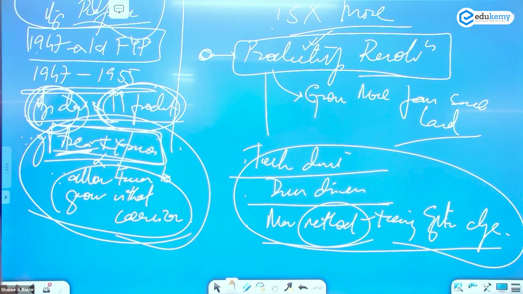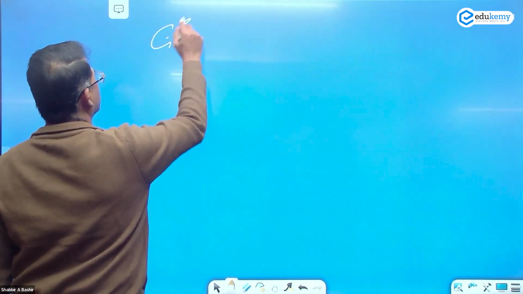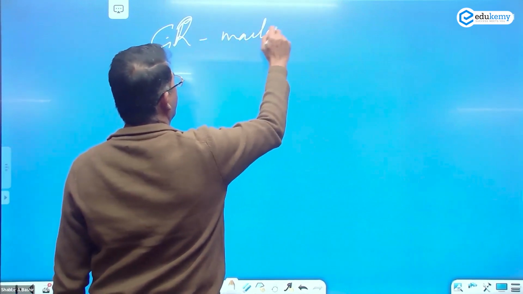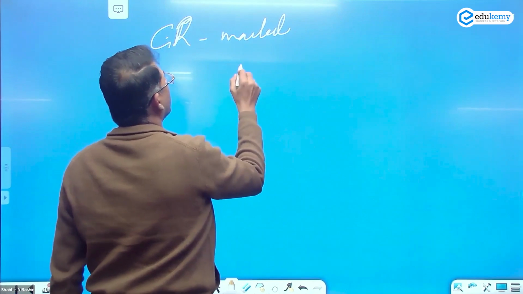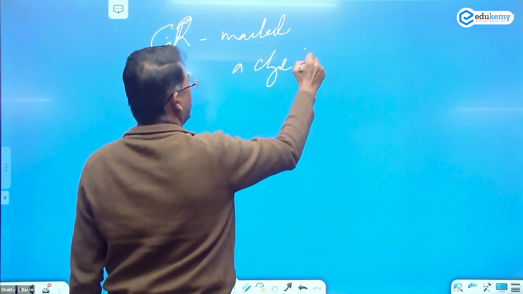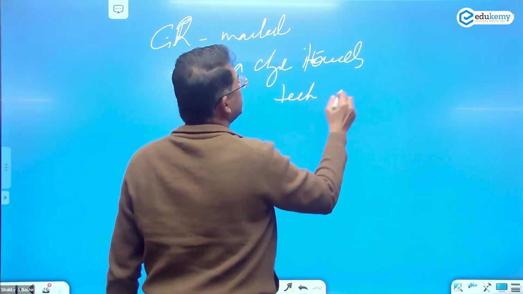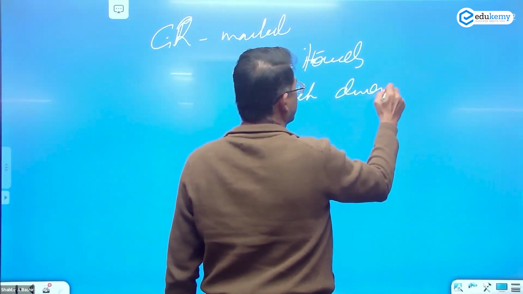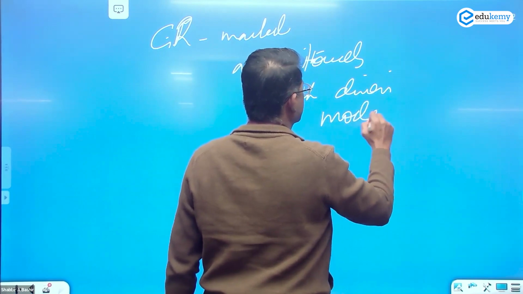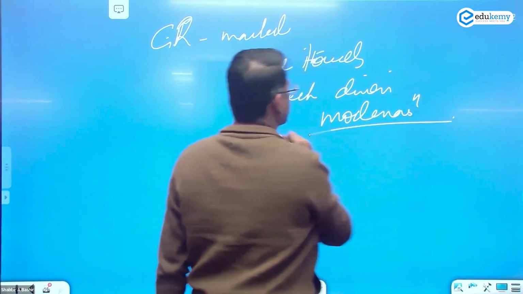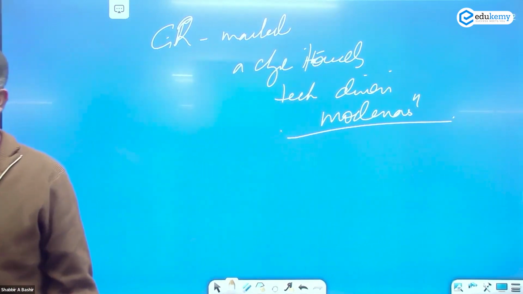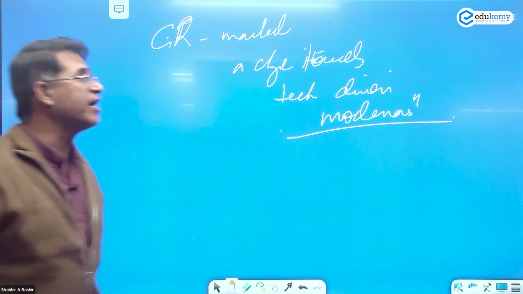That's why we say that the green revolution marked a change towards technology driven modernization. It was technology driven modernization of agriculture.